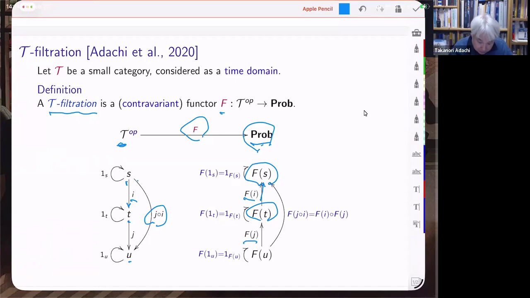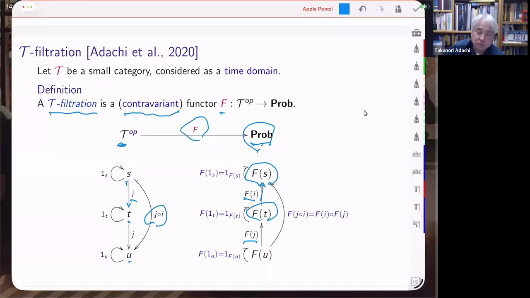And the point is, you see that the direction of arrows are opposite. Here, for T, it's downside, but for Prob, it's upside, so it's opposite, and that is why we use the word contravariant. The contravariant functor is changing the direction of arrows, but that's it. And here OP is also the opposite directions. Okay, and this is a filtration, and we can see this T filtration is a generalization of the usual or the classical filtrations, but why?